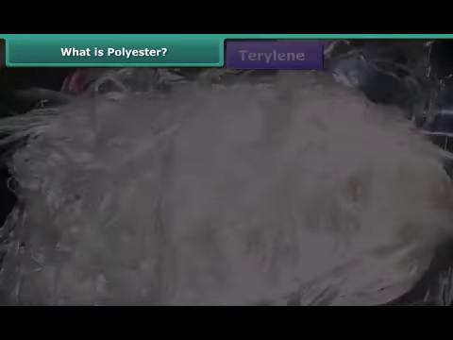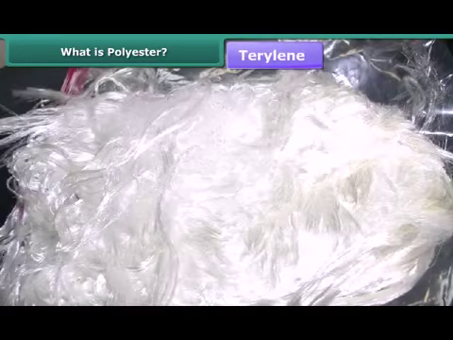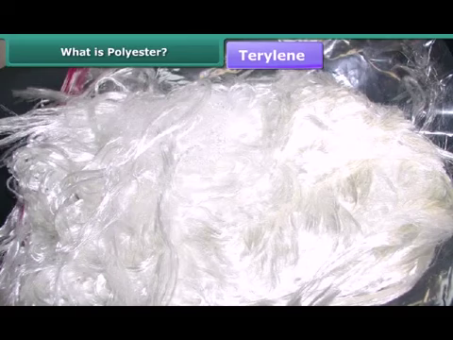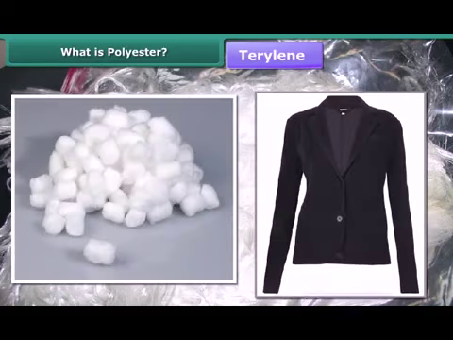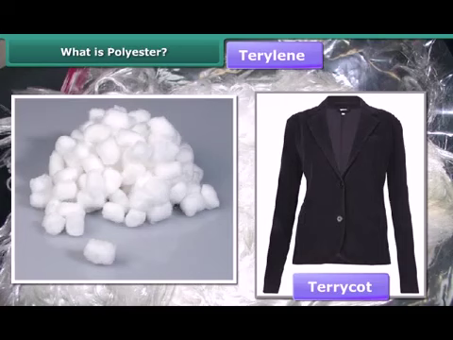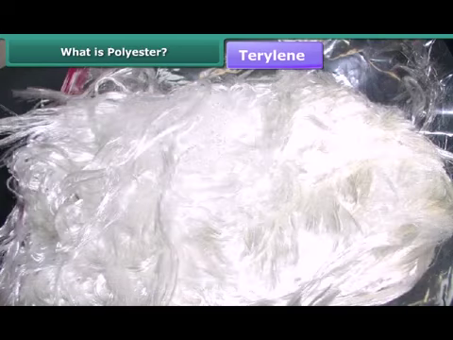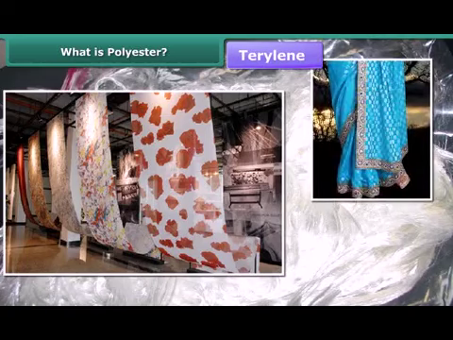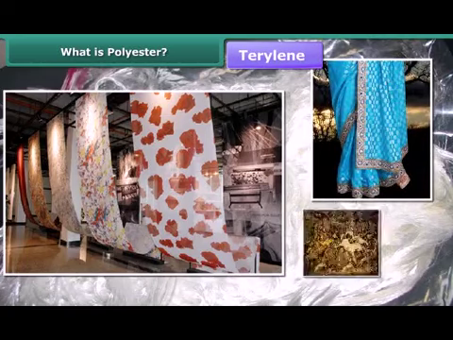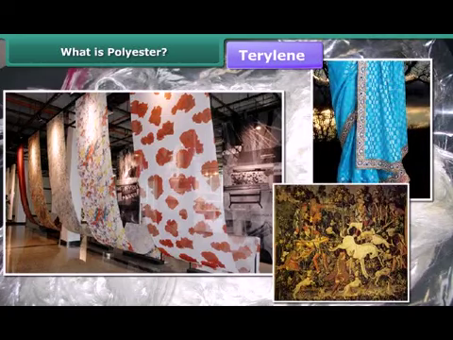Have you ever heard of terylene? It is a popular polyester fiber. Terylene can also be mixed with natural fibers like cotton or wool to give terrycot or terry wool respectively. Terylene is used extensively in textile industry to make clothes like saris, dress materials, tapestry, etc.